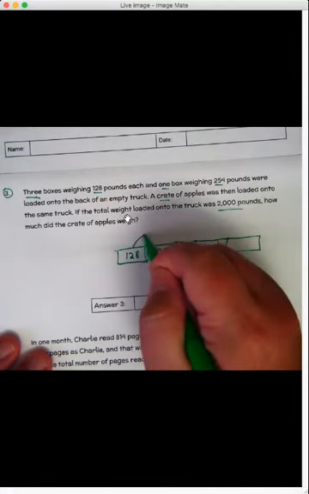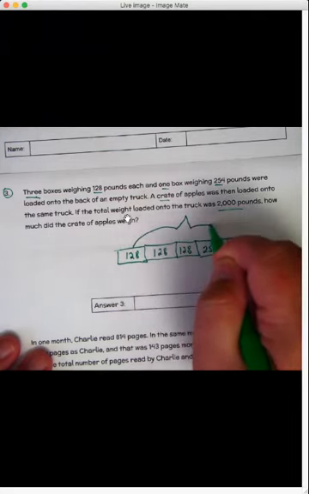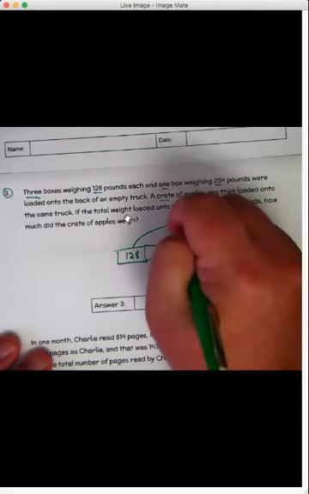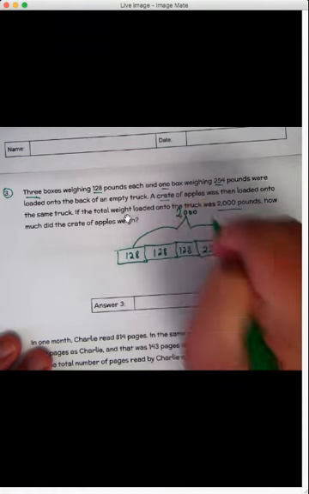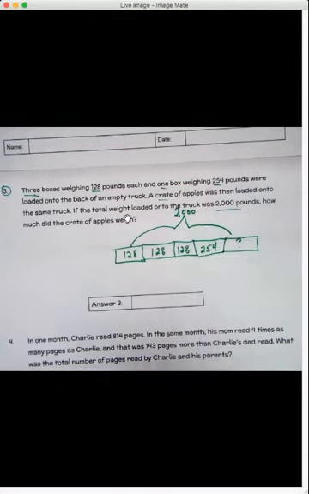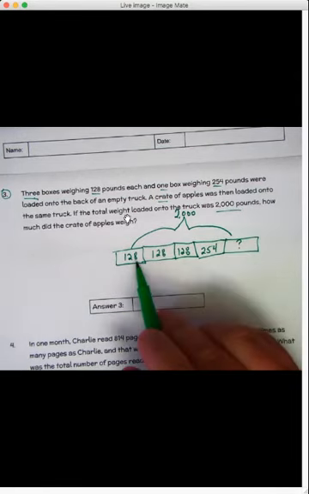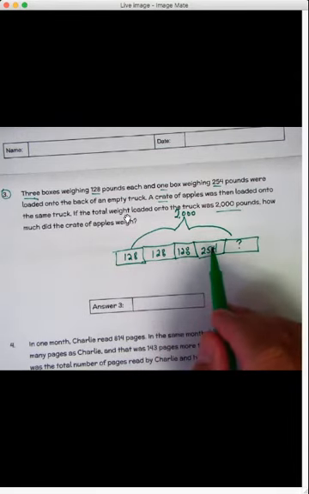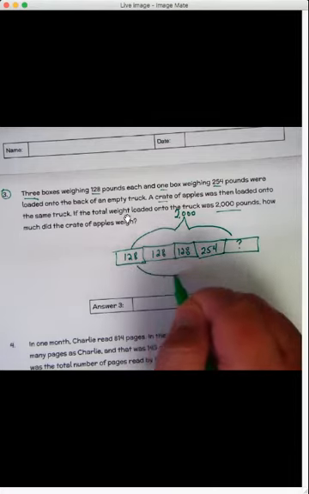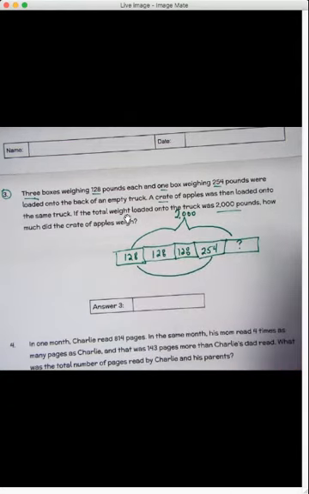And then the total amount of weight on the truck was 2,000 pounds. And we want to know, how much did that crate of apples weigh? So do you see what we need to do? We've got these 3 boxes plus this box. We've got to find out how much this equals first.